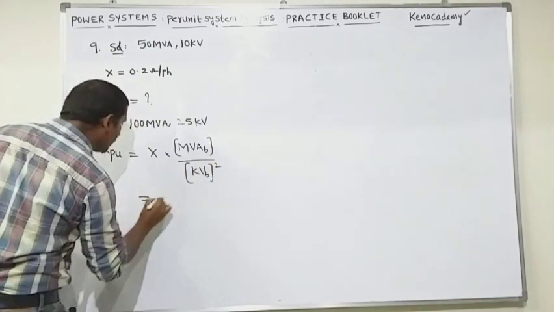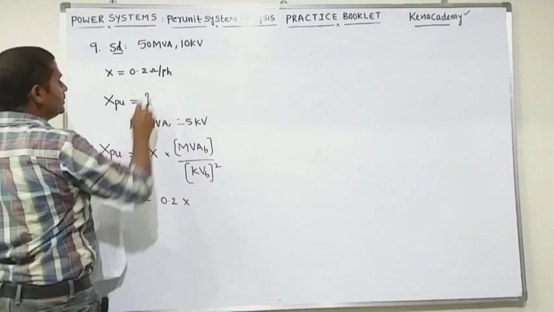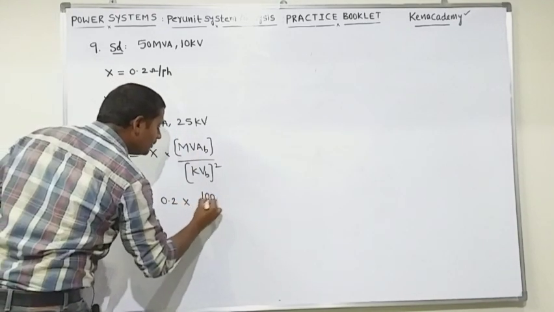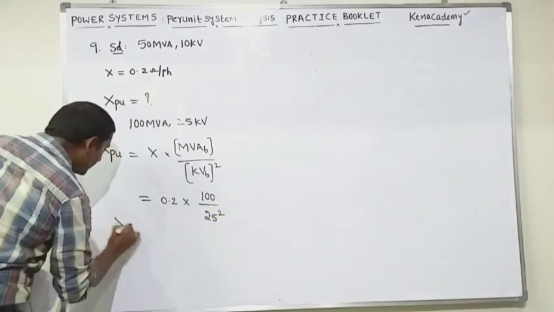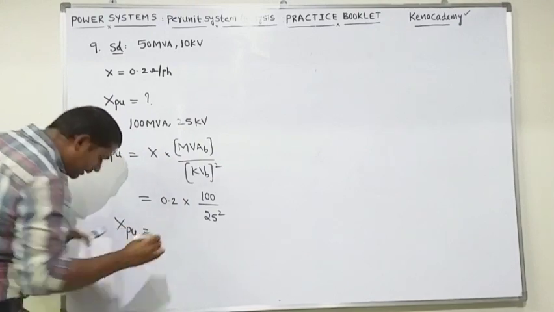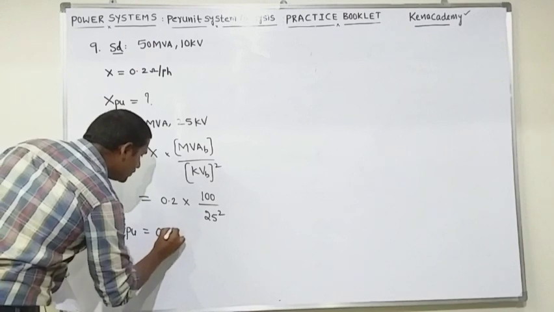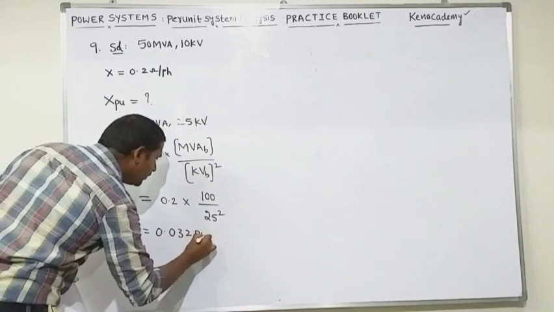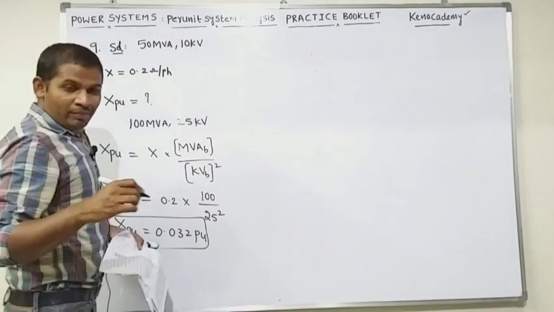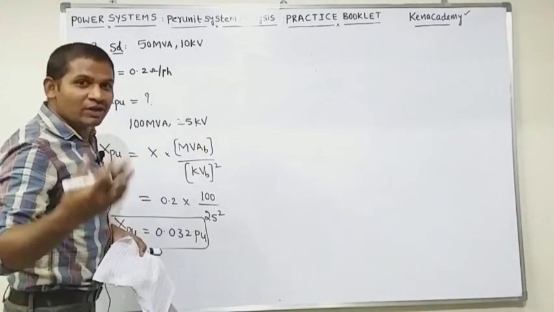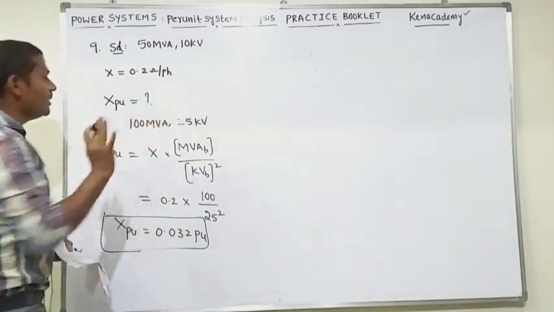Then what is the actual reactance? 0.2 ohms per phase into MVA base 100 by kV 25 square. Then what is the per unit reactance? Simplify this, we can get 0.032 per unit. Clear? This is not a problem based on conversion. This just calculates the per unit reactance at the given base values.